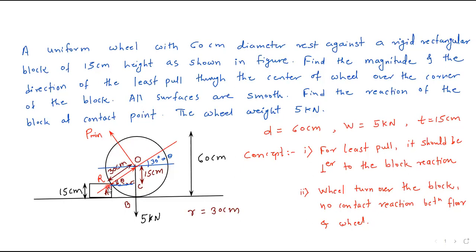But at the same time you should remember that when this wheel is moving over this rectangular block, the contact of this wheel, that is this contact, there you will not get any reaction RB from this surface, because there will not be any contact of this wheel with this surface when it is moving on this rectangular block. That key point you should remember.